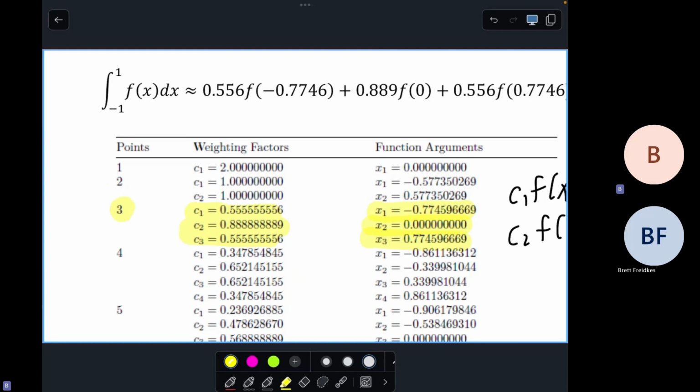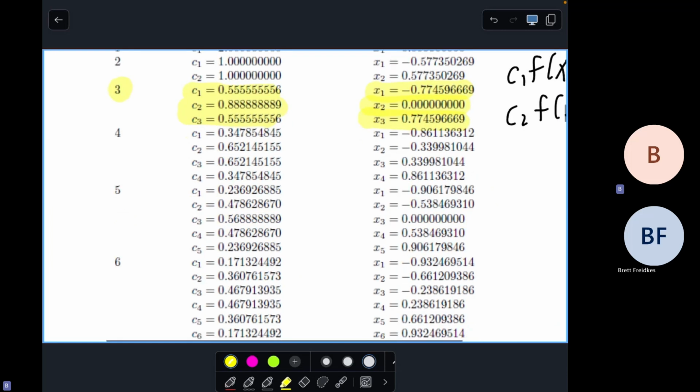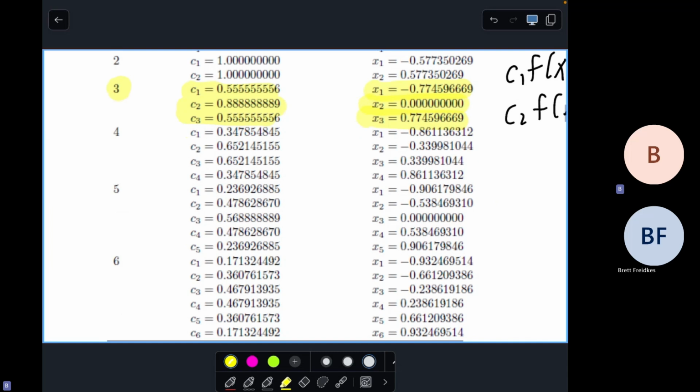If you look at your x values, you have -0.7, 0, and +0.7. That's all within the bounds of -1 to 1. This table is only valid for -1 to 1. Do you see that? So we are approximating these rectangles with certain heights and certain widths. That conceptually makes sense.